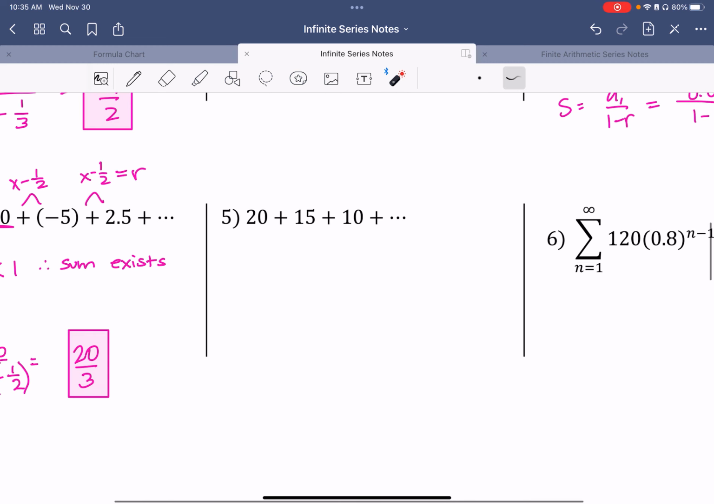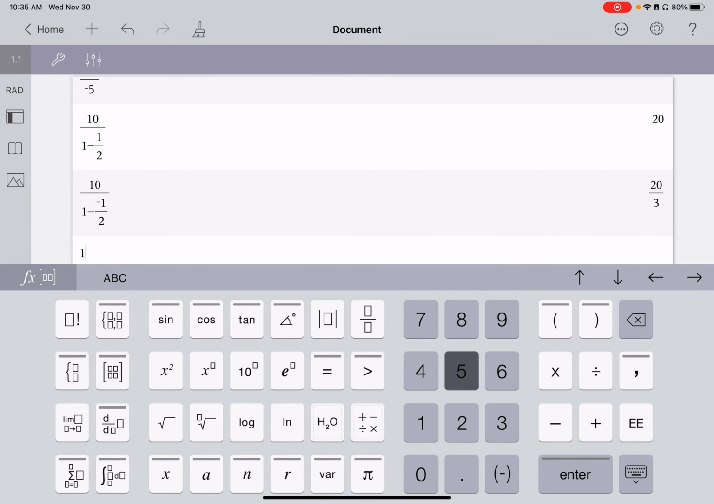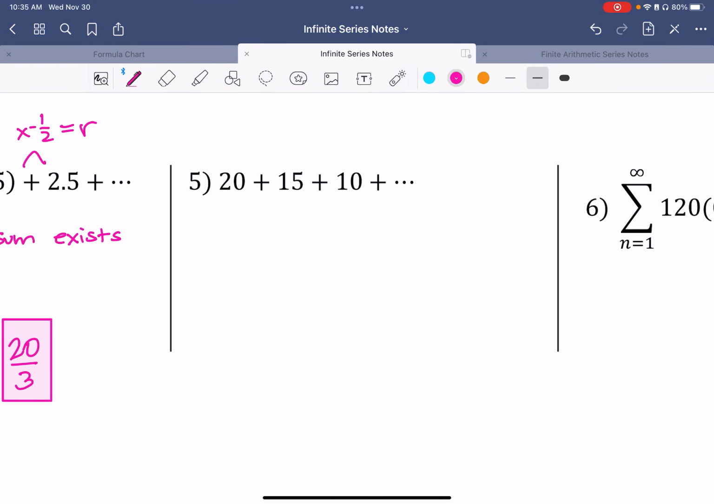All right. So 20 plus 15 plus 10. Let's see. 15 divided by 20 is 3/4. 10 divided by 15 is 2/3. I guess it's not geometric, so let's see if it's arithmetic. 15 minus 20 is -5. 10 minus 15 is -5. So every time we're subtracting 5. That was pretty easy to see, but just in case you couldn't see it, I wanted to show you.